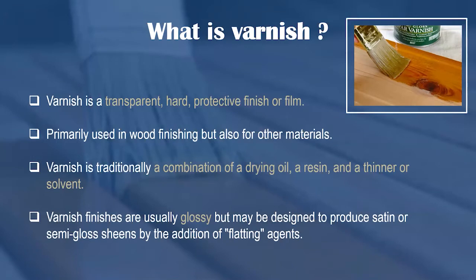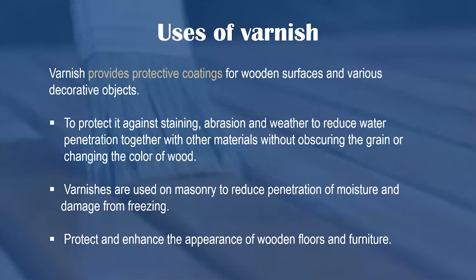Let's move on to the uses of varnish. Varnish provides protective coatings for wooden surfaces and various decorative objects. So we use varnish on wooden surfaces to protect them against staining, abrasion, and weather, to reduce water penetration together with other materials, without obscuring the grain or changing the color of the wood.